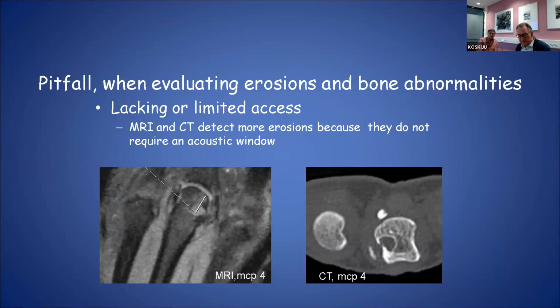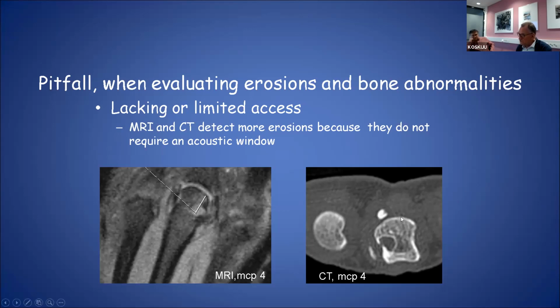But when we are depicting erosions with ultrasound in the hand, we have to understand that there is limited access in joints 3 and 4. So you can go around the first MCP joint. You can go around the second and fifth, but not the third and fourth. So we have limited access to the third and fourth, and MRI and CT are in this case better than ultrasound in detecting erosions.